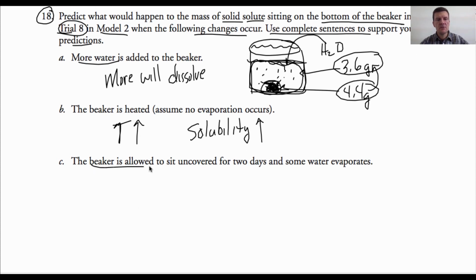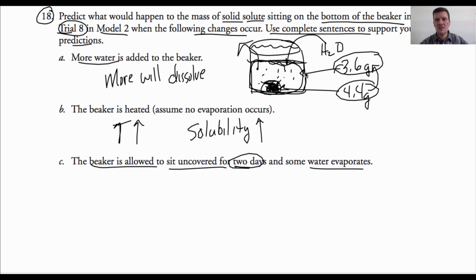Alright, the beaker is allowed to sit uncovered for 2 days and some water evaporates. Well, if you take water out, now you're going to reduce the amount that can be dissolved in there. Less water can't hold as much in the solubility state. They won't be able to dissolve as much. So that means the reverse is going to happen here. This 3.6 is going to go down.